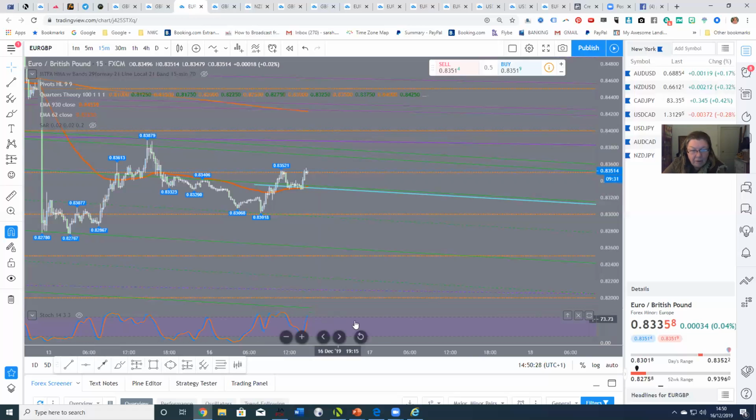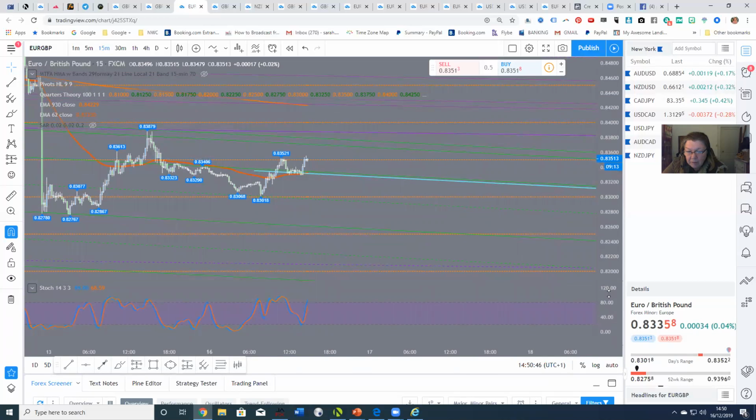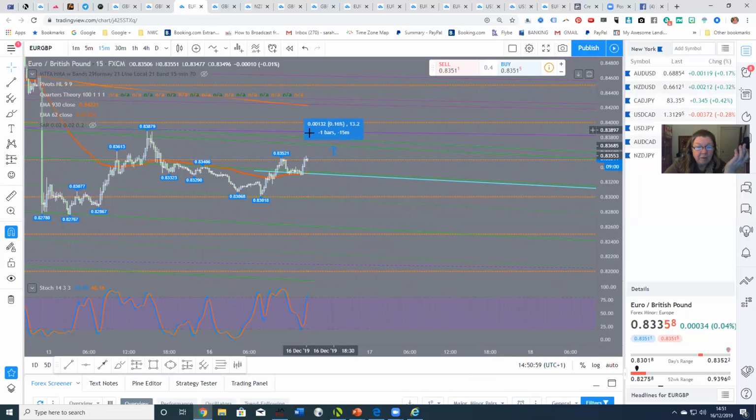So let's have a look at what the stochastic tells us on that. Still coming up. So it could be that that's what it wants to do. I just want to see where the 100 is. There it is. So we've got it coming above the 80. So that's probably going to, and when I say probably, I really don't like predicting the market. It's not what I do, but there's about 10 or 13 pips. But it's at quarter theory, so it could stay here and then reject.